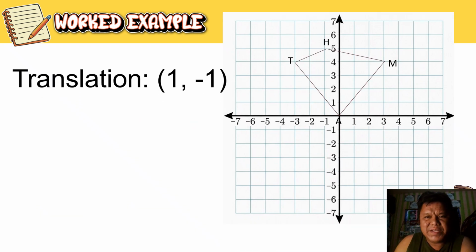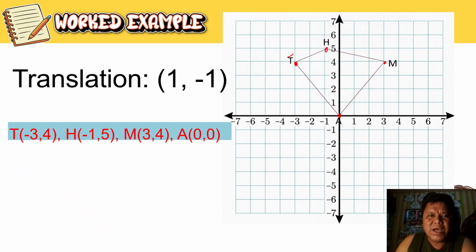Okay, so let's have another example of translation, (1, -1). So the first step is to identify the coordinate points of each vertex. The coordinate points of vertex T is (-3, 4), H is (-1, 5), A is (0, 0), and M is (3, 4). So those would be the coordinate points, or the ordered pairs.